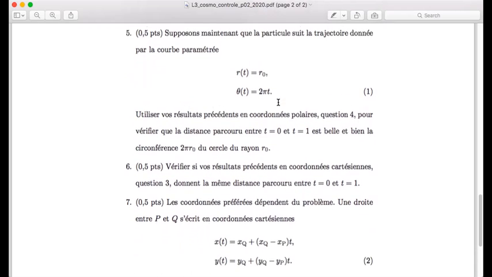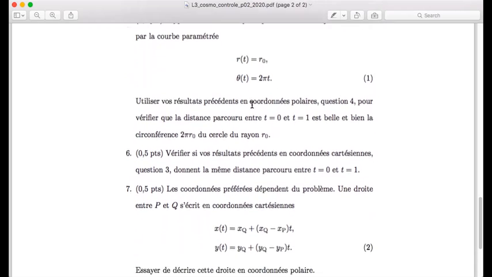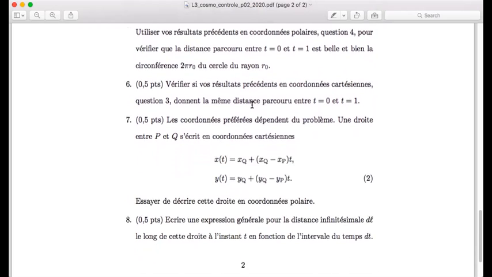So please show your work, then verify. Next question: verify your results with your earlier results in Cartesian coordinates. Even though Cartesian coordinates in general are easier, they're more complicated here. But you should get the same result.